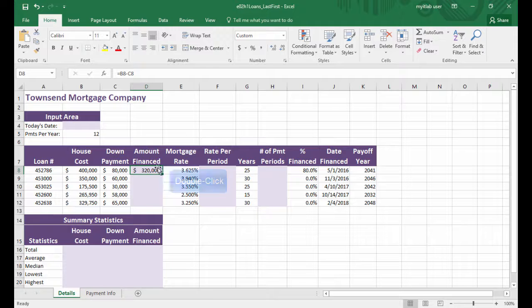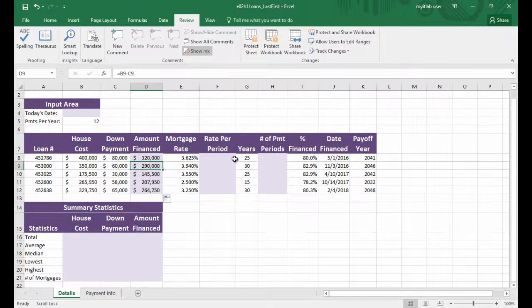Use the fill handle to copy the formula down the amount financed column quickly. Look at the copied formulas and notice that the row numbers in the cell references change as you copy the formula down the column because you used relative cell references in the formula.